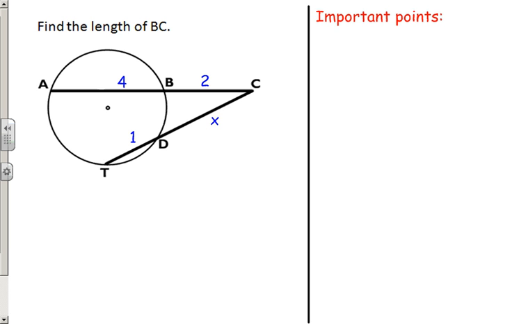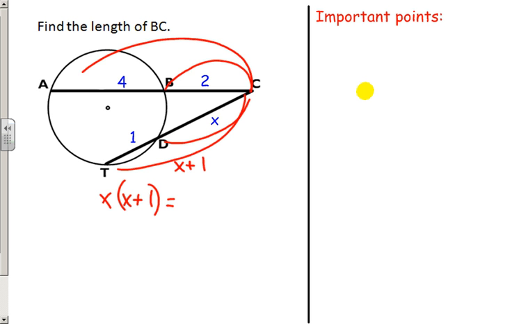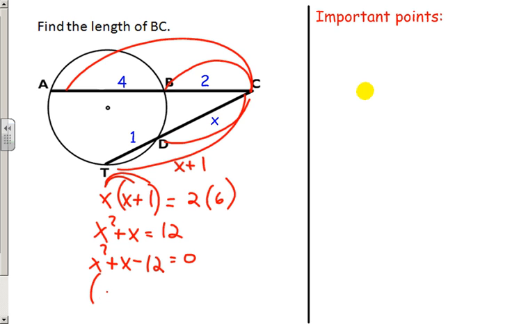So here is a problem that uses this idea. Again, there are some important points to remember, but for this particular question, it's simply part outside times the whole. Well, in this case, the whole is x plus 1. In this particular case, it's 2 times the whole 6. So when I do this, I cross multiply, distribute: x squared plus x equals 12. Bring the 12 over, I get x squared plus x minus 12 equals 0. x plus 4, x minus 3.